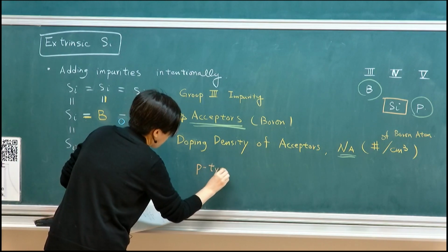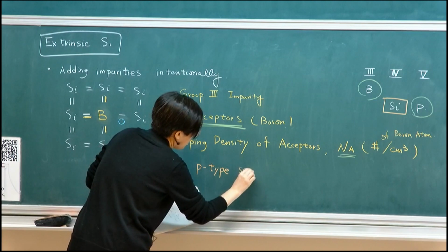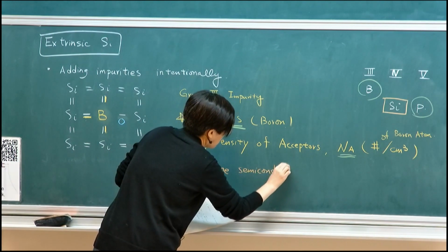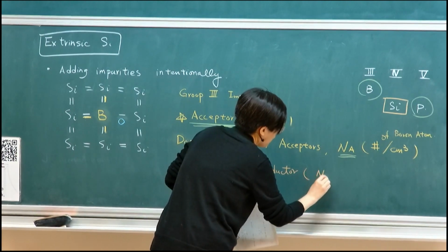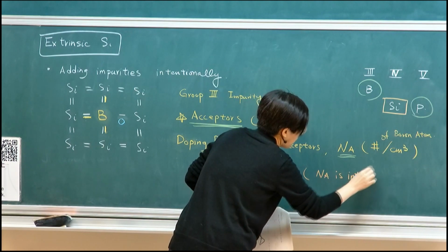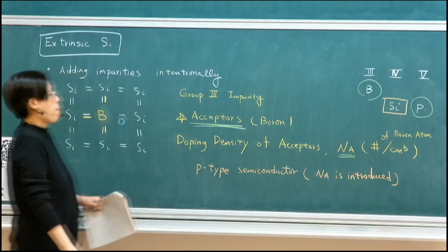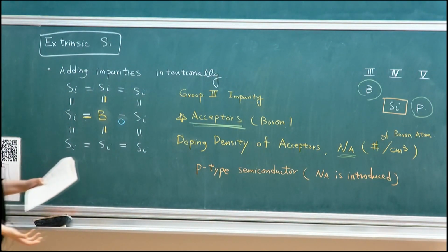If I do this, it's called a p-type semiconductor when Na is introduced. Okay? So that's how you create a p-type semiconductor.